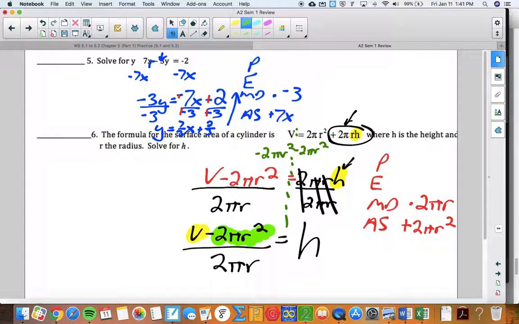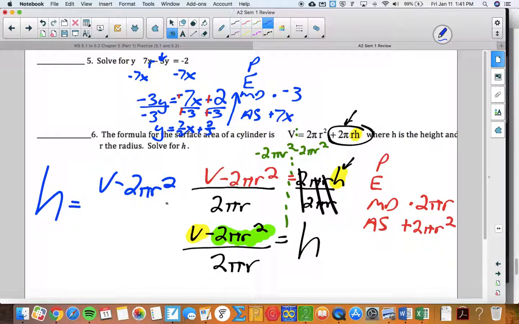If you want to write h on the left, that's okay, or that's probably better. H is, what is h? H is all of this stuff, v minus 2 pi r squared divided by 2 pi r.